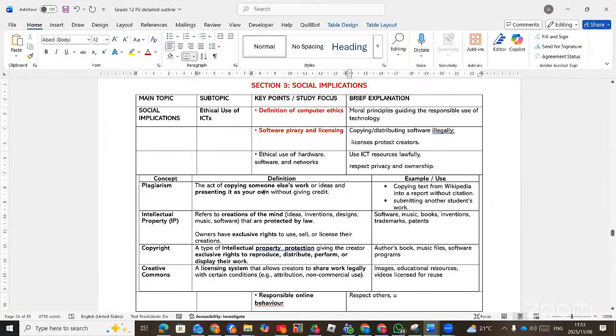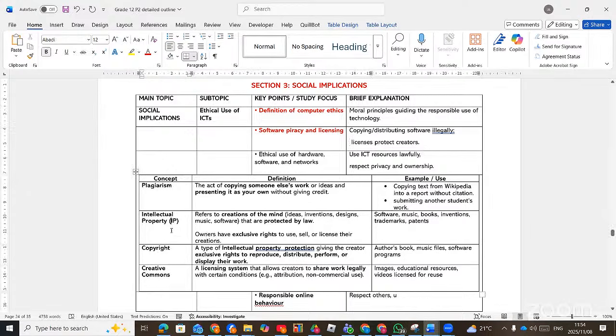Plagiarism: the act of copying someone's work or ideas as your own without giving credit. The keywords have been bolded. Take note of that. Example, when you copy text from maybe Wikipedia or other source without citing it.